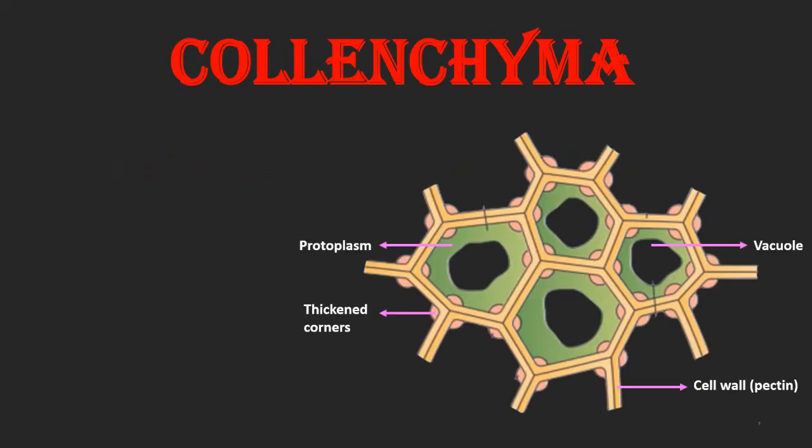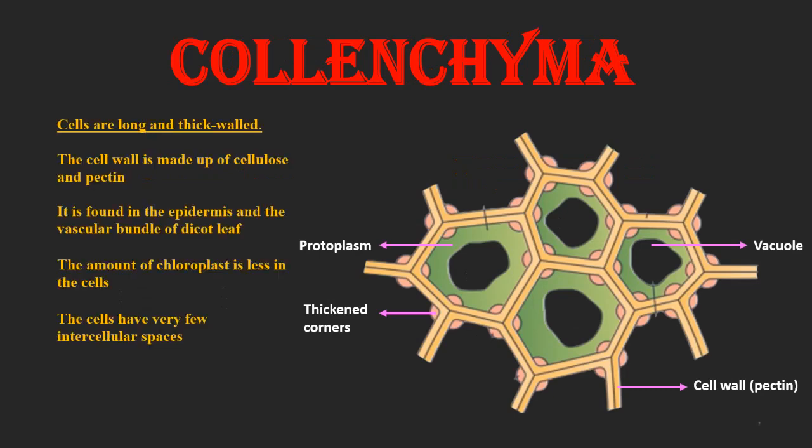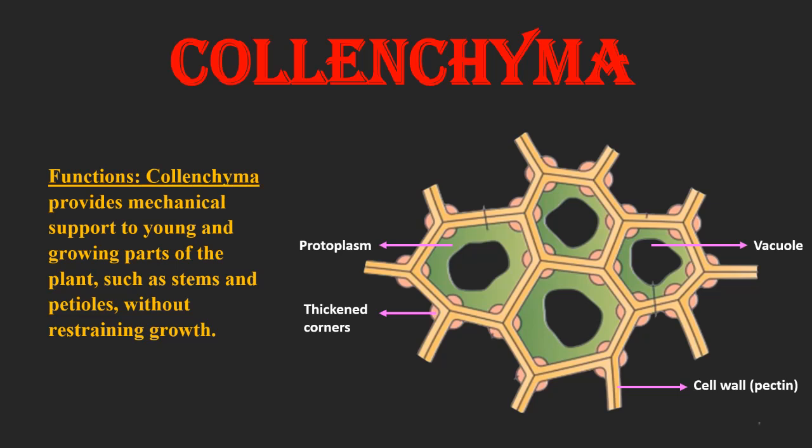Collenchyma structure. Cells are long and thick-walled. The cell wall is made up of cellulose and pectin. It is the only tissue with the highest refractive index due to the presence of pectin. It is found in the epidermis and the vascular bundle of dicot leaf. The amount of chloroplast is less in the cells. The cells have very few intercellular spaces. Functions. Collenchyma provides mechanical support to young and growing parts of the plant, such as stems and petioles, without restraining growth.